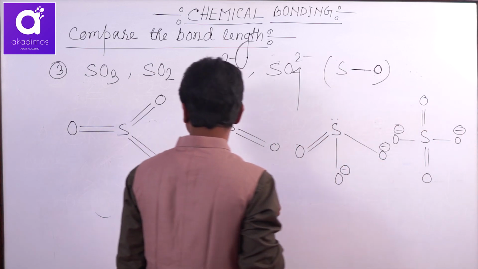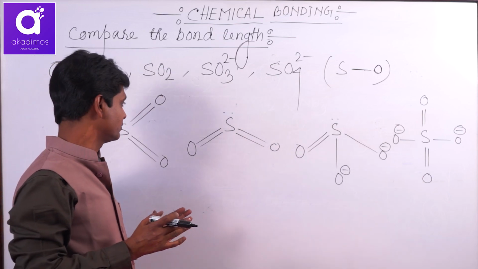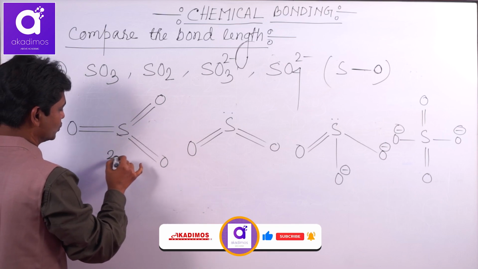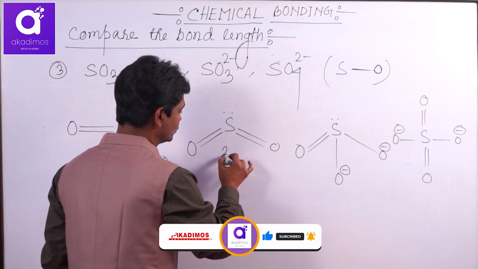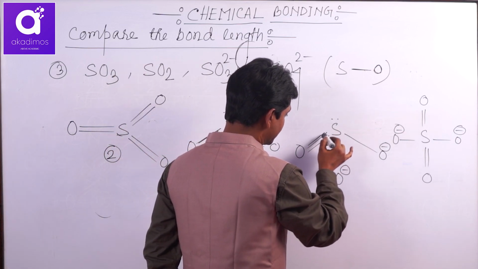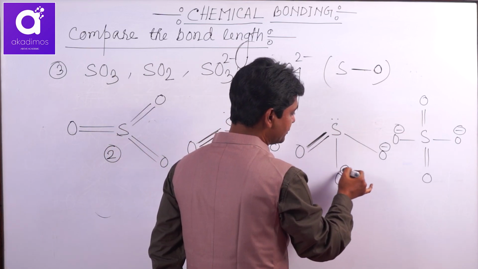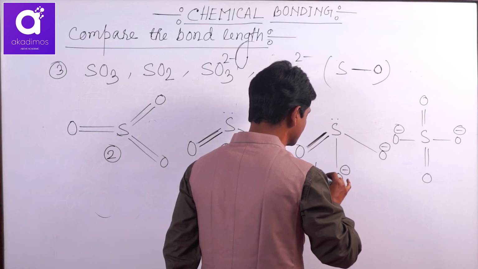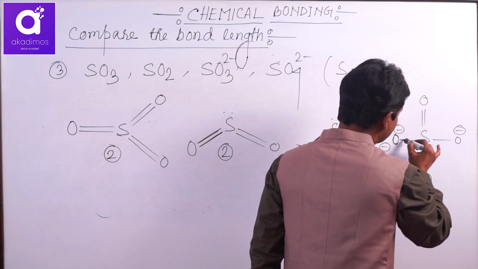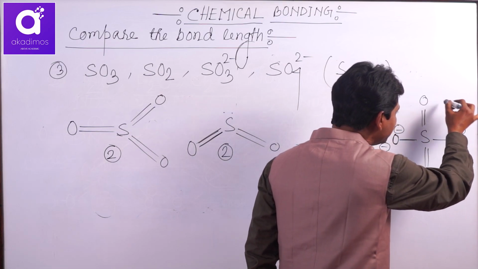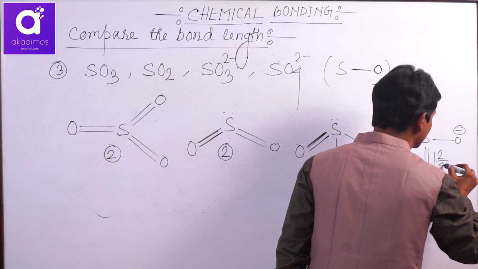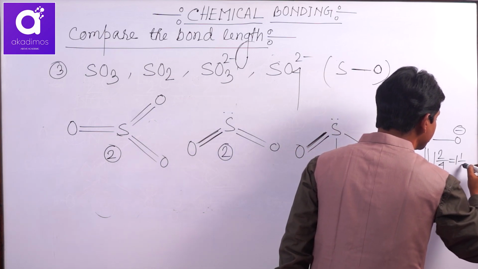Now, I will draw the bond order between sulfur and oxygen. Here, clearly seen it is 2. Here also it is 2. There are 2 bonds. Here see, sigma is fixed, I told you. This pi bond is equally distributed among the 3 oxygen. That means it is 1 by 3. Here, see, sigma are fixed, 2 pi bonds equally distributed among 4 oxygen. That means 2 by 4, or you can say 1 by 2.